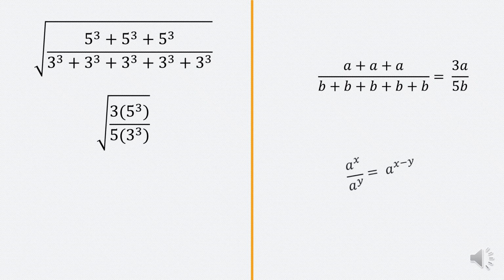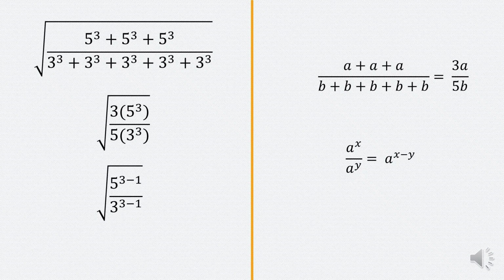Now let's apply the quotient rule for exponents. We have a^x divided by a^y is going to equal a^(x-y). So I have 5^3 divided by 5, that's going to become 5^2. And I have 3 divided by 3^3, that's going to become 3^(-2). So this is how it looks: 5^(3-1) divided by 3^(3-1), which becomes 5^2 divided by 3^2.